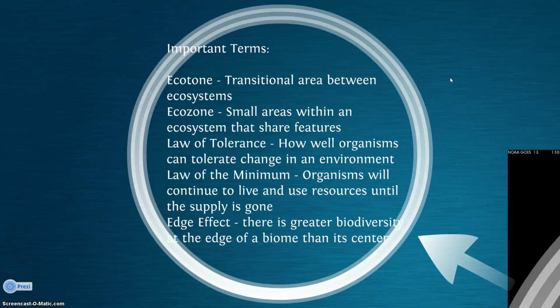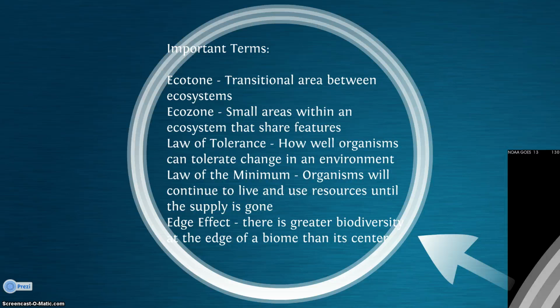The next up is ecozone. Within a single ecosystem, there are places that are very small but share very similar features. This is our ecozone. So within the tropical rainforest, I have an area called the canopy. That's the upper level where all of the treetops are and our vines are reaching toward. And there are whole small, almost mini ecosystems within the larger tropical rainforest ecosystem. That is our ecozone.